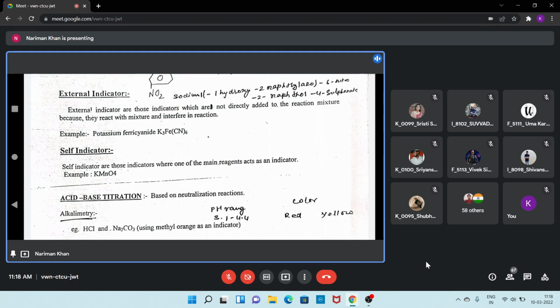Sometimes potassium permanganate is there in the solution, but the solution is colorless. And at the end point, this potassium permanganate shows its color in the form of purple. There is no need to add any indicator into this reaction mixture because potassium permanganate is already acting as indicator. So such type of indicator is called a self-indicator. Got it? Yes, ma'am.